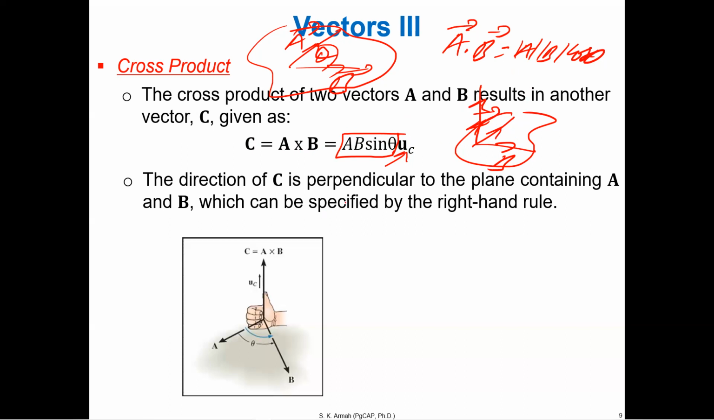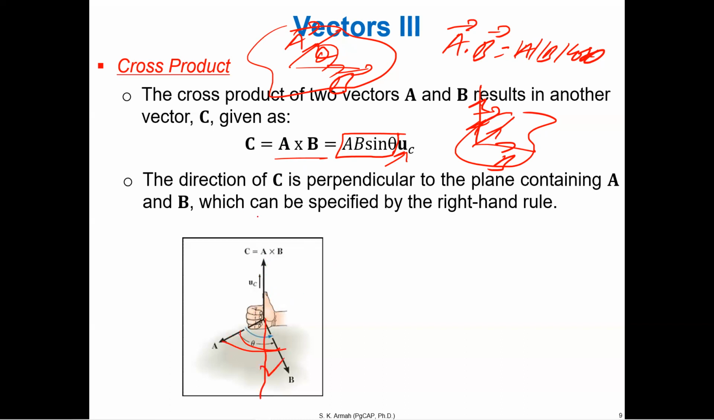We are not really interested in how to find the angle and all that. We are interested in just evaluating A cross B, and that's what is explained here. It obeys the right hand rule. If you are going from A to B, then the result goes up. If you are going from B to A, then the direction is the other way.